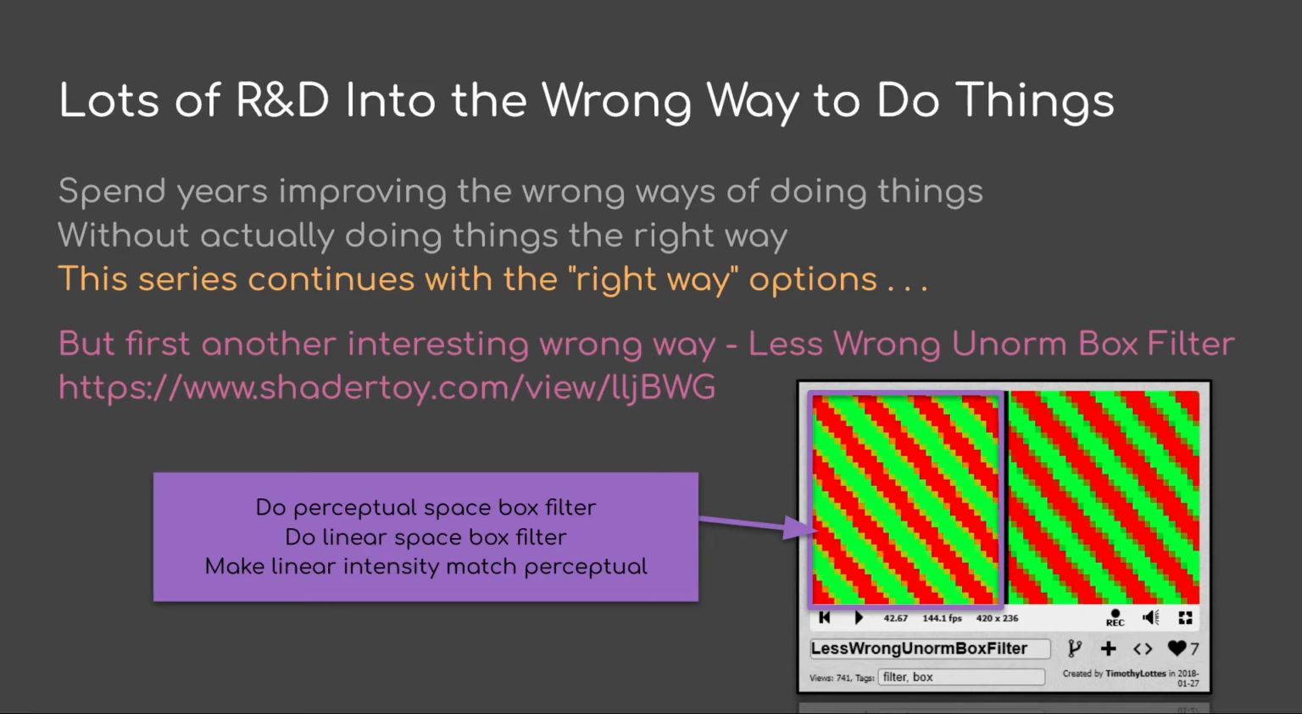So I've done lots of R&D into the wrong way of doing things. In this series, I'm going to try to continue with the right way options, but I'm going to focus on a few wrong ways that I think others are going to find very useful.